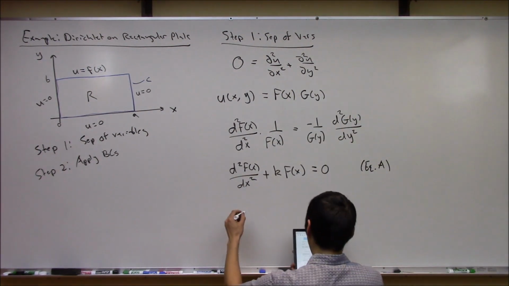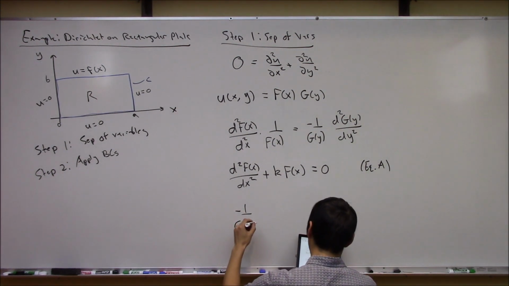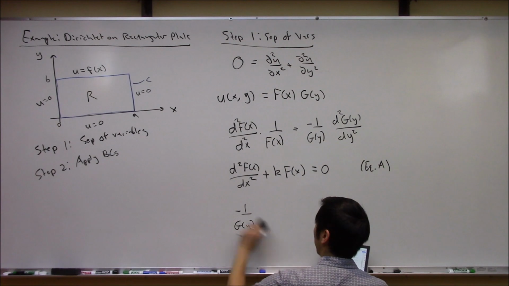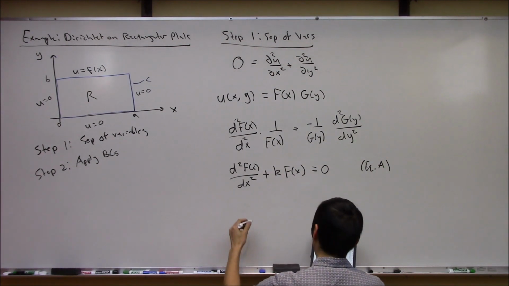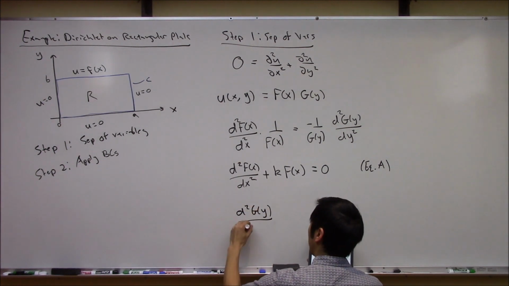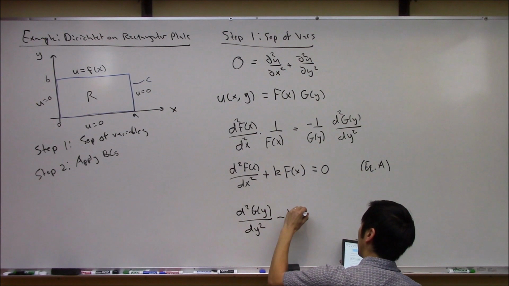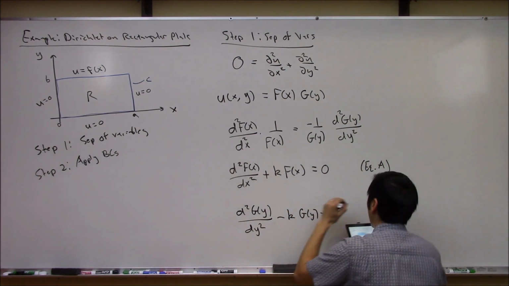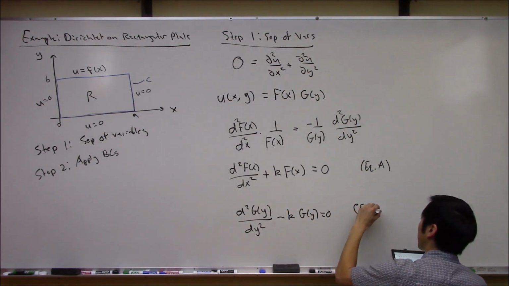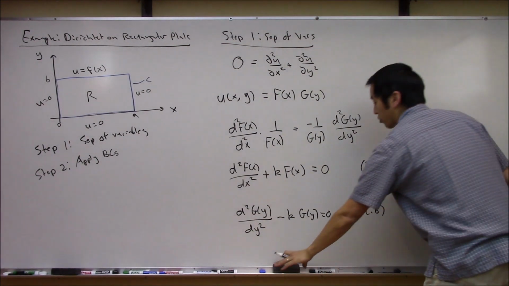And then equation B would be minus 1 over g of y. Oh, no, sorry, excuse me. The second ODE that pops out of this is d squared g of y dy squared minus k g of y is equal to 0. So here's equation B, or ODE number 2. Okay, so let's go ahead and try to solve those two.